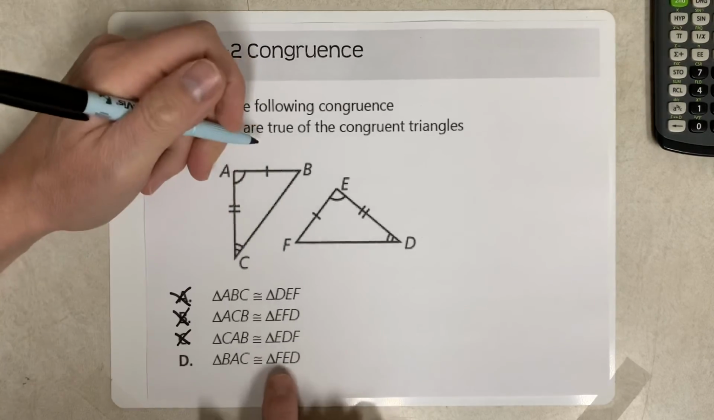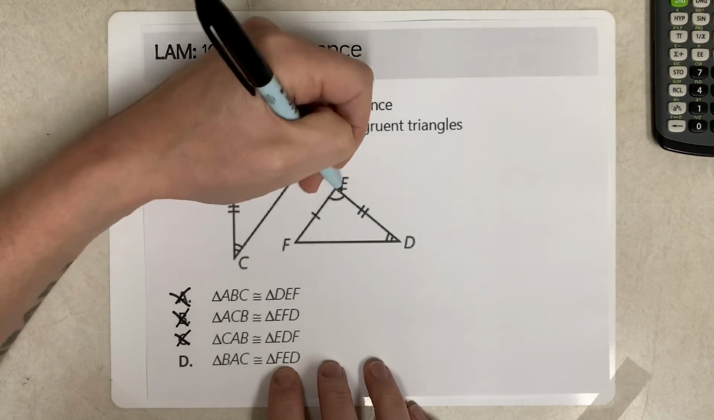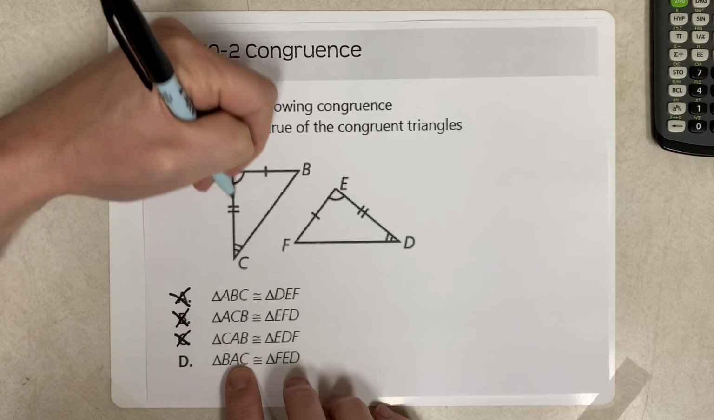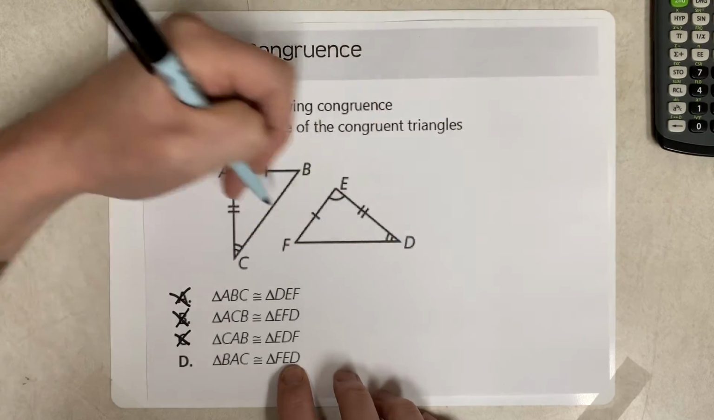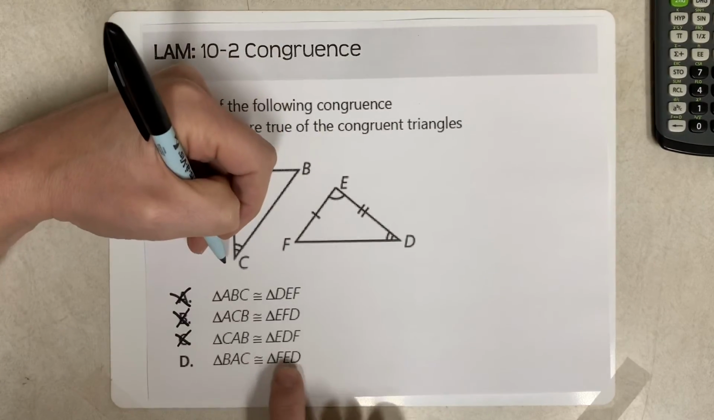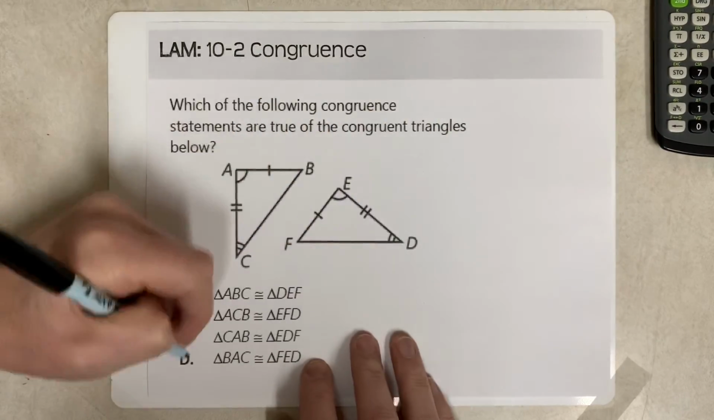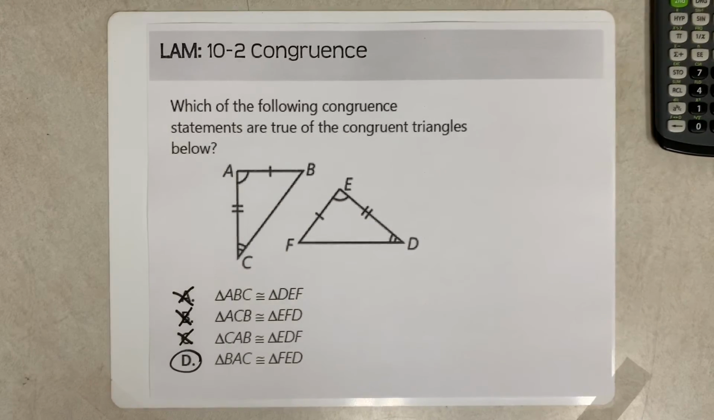Let's go to BAC. Does AB match up to FE? AB, FE, yes. Does AC match up to ED? Yes. Does BC match up to FD? Yes. That one is correct. That one, it takes a while. You're going to have to just sit there and look at the congruency statements and just eliminate the ones that don't work because the sides don't match up.